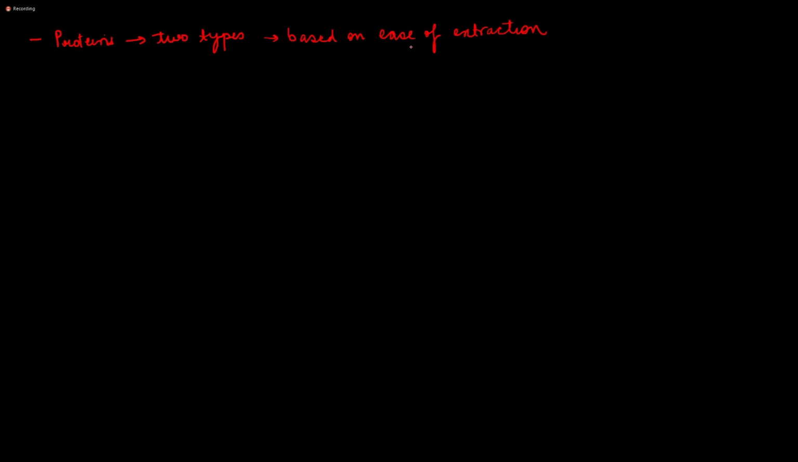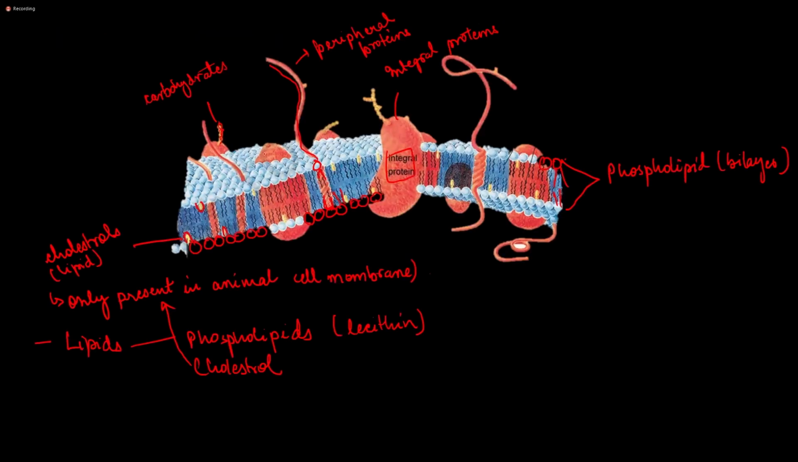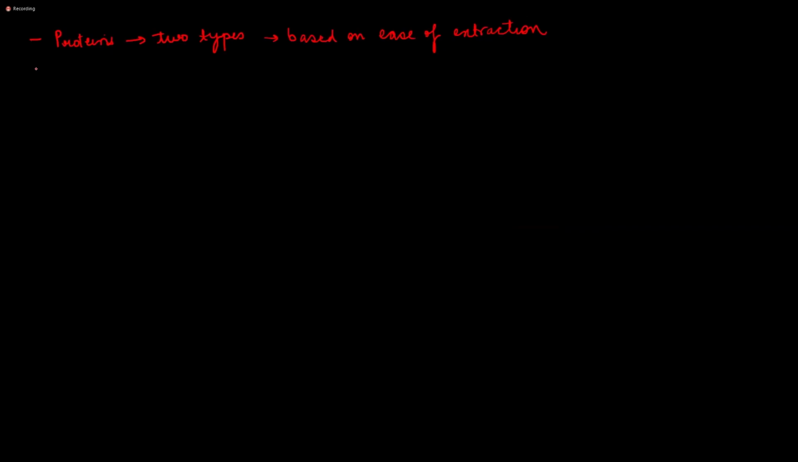Now, what do I mean by ease of extraction? It means how easily these proteins can be extracted from the plasma membrane. If you want to extract it, how easily can it be extracted? So based on this, there are two types of protein. The first one is called integral protein.